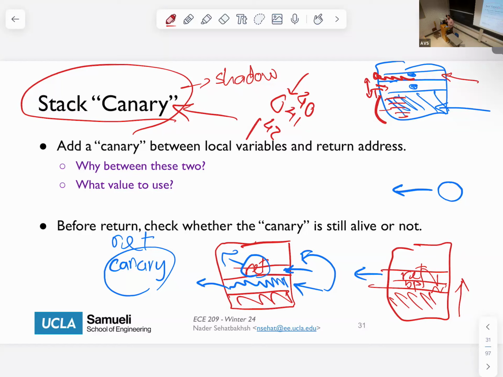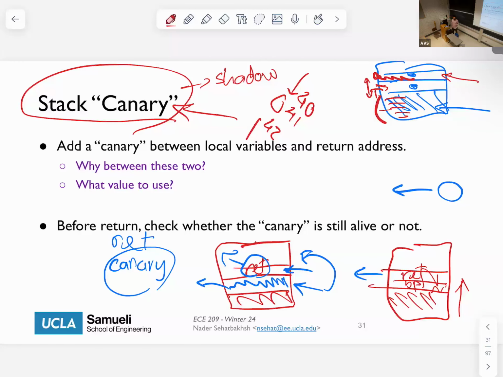Because the shadow stack is completely hidden from the user, the user cannot overwrite things on the shadow stack. They can overwrite things on the stack. So the shadow stack is just a pure hardware solution, where whatever you do on the stack is directly copied to the shadow stack and so on.